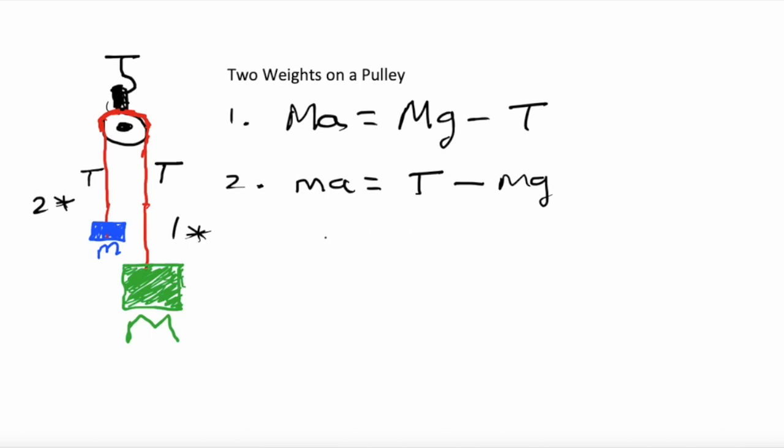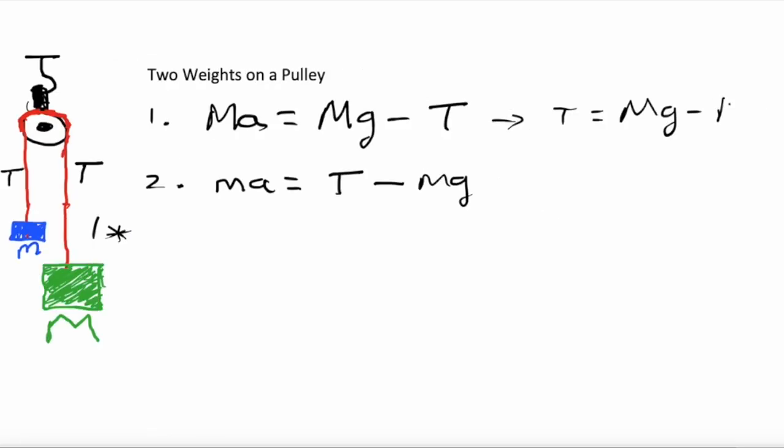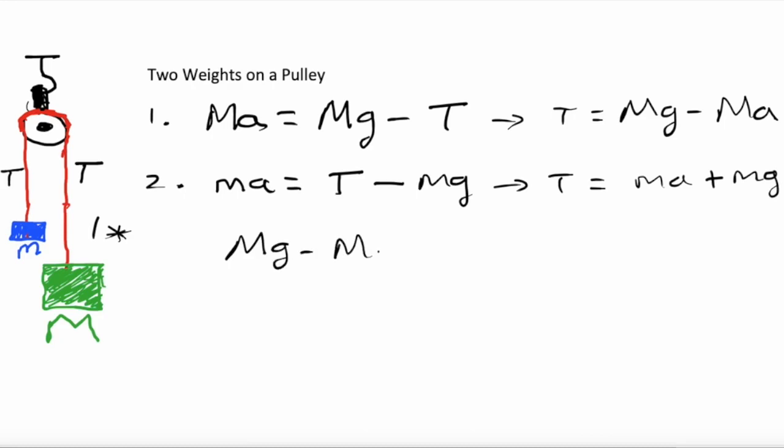One way to go about this is to solve each one for tension. So T is equal to big Mg minus big Ma. And from the second equation, T is equal to small ma plus small mg. So they're both solved for tension. Then you can figure out the tension once you find the other things. You set them equal to each other, and you could solve for one of these variables.